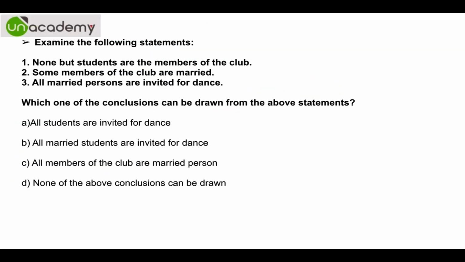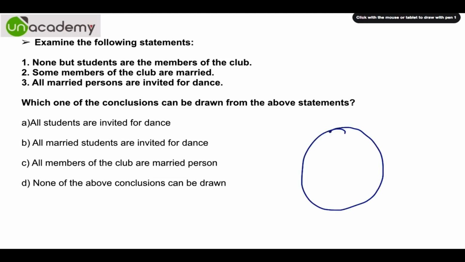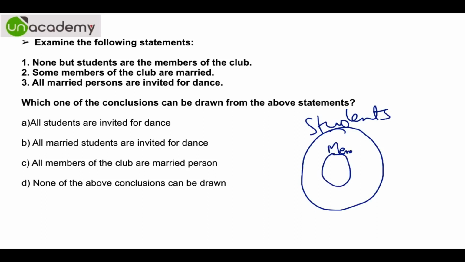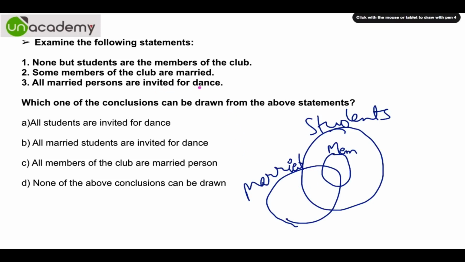None but students are members of the club. So these are students, they can do many things in their life, but all the members are students. Okay, some members of the club are married. So it is something like this. People can get married also without being a member, but some of them are married. And finally you have, all married persons are invited for dance. So all the married persons will be invited for dance. So something like this will come.